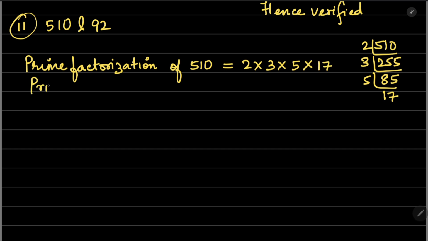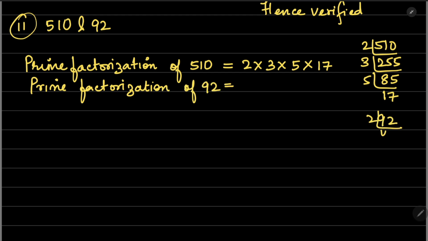Then let's do the prime factorization of 92. Start with 2. 2 4s are 8. 2 6 are 12. Again 2 3 23. That's all. 23 is a prime number. So you have 2 square multiplied by 23. This is the second one.